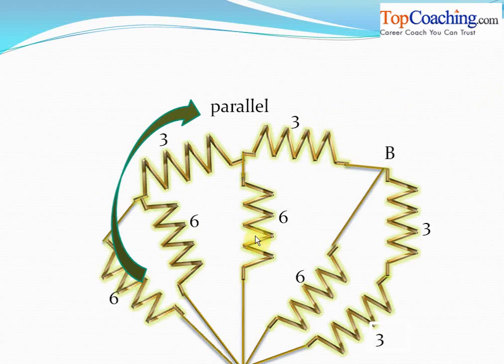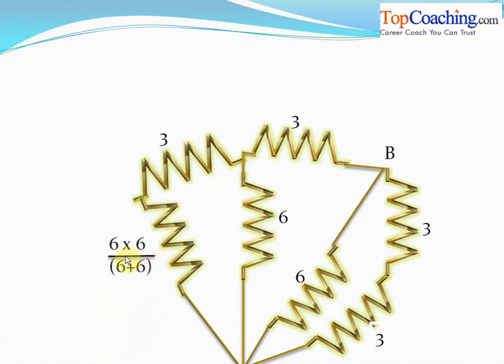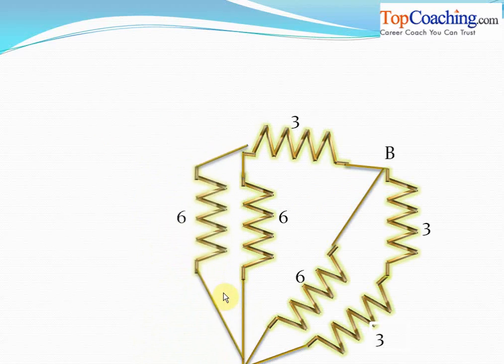Now we know that 6 into 6 divided by 6 plus 6 will be the value of this equivalent resistance, isn't it? Because when you say that 1 by R equivalent is 1 by R1 plus 1 by R2, then R equivalent is R1 R2 divided by R1 plus R2. So in this case, the equivalent resistance comes out to be 3 ohms. Now 3 ohms and 3 ohms are again in series, so they can be added up and replaced by a 6 ohm resistance.